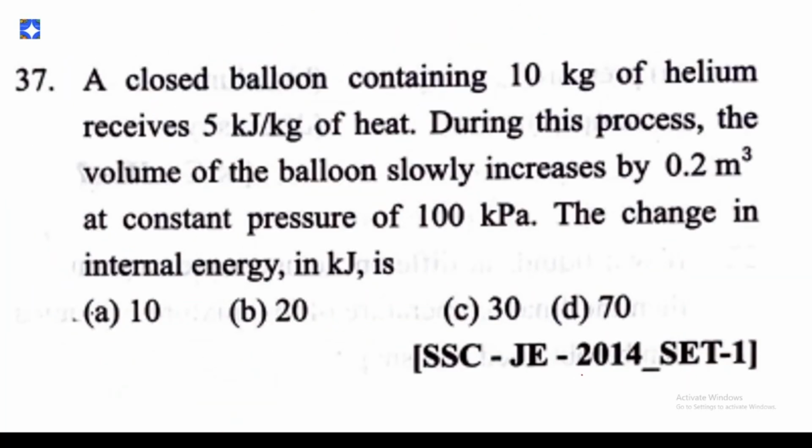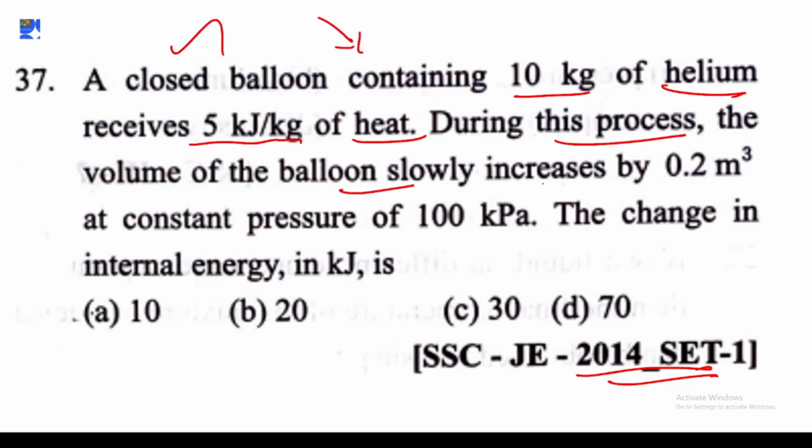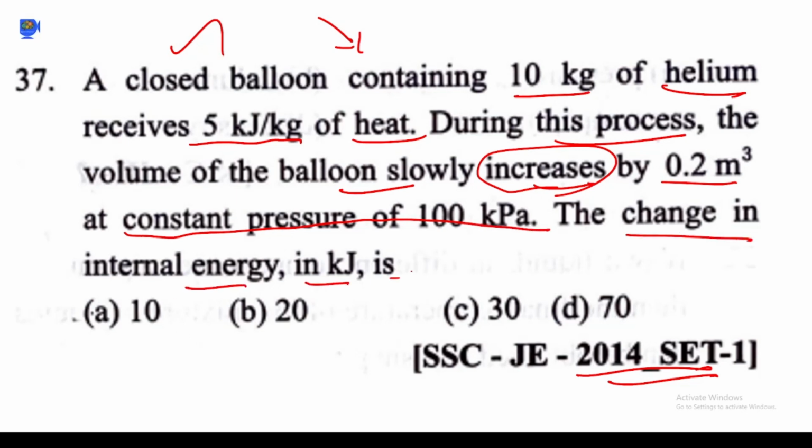So as you can see that nowadays these questions are becoming tricky. A closed balloon containing 10 kg of helium receives 5 kilojoules per kg of heat. It is actually receiving heat. During this process, the volume of the balloon slowly increases by 0.2 meter cube, at constant pressure of 100 kilopascals. The change in internal energy in kilojoule, that is del U, is what is asked. So four options have been given. Option A 10, option B 20, option C 30 and option D 70.